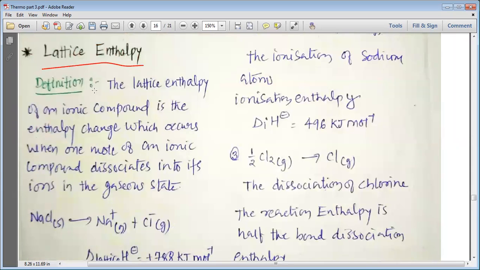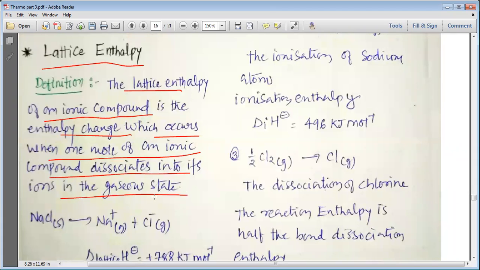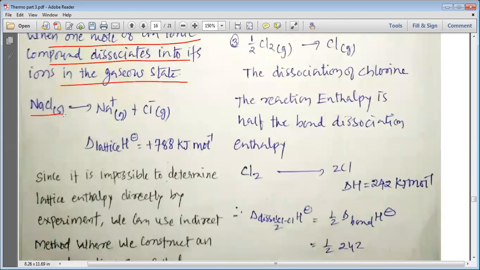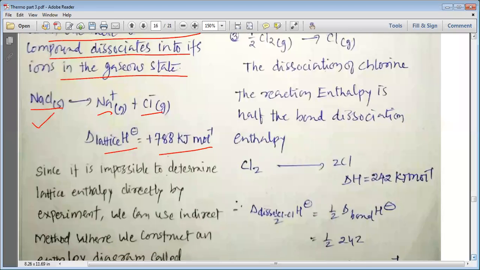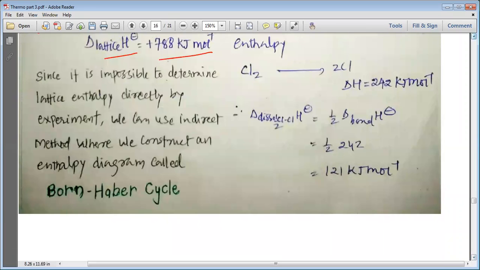Now let us understand the definition of the lattice enthalpy. The lattice enthalpy of an ionic compound is the enthalpy change which occurs when 1 mole of an ionic compound dissociates into its ions in the gaseous state. You can see that this is NaCl solid, which turns into Na plus gas and Cl minus gas. The energy exchange is known as the lattice enthalpy, and lattice enthalpy for sodium chloride is plus 788 kilojoule per mole. That means energy is required to break NaCl into ions Na plus and Cl minus.